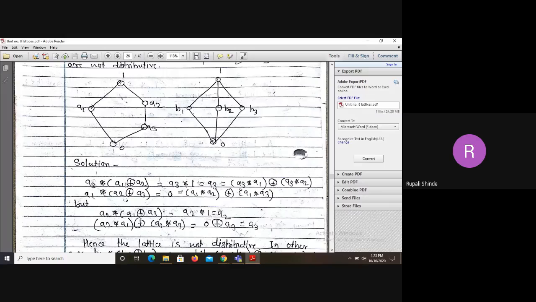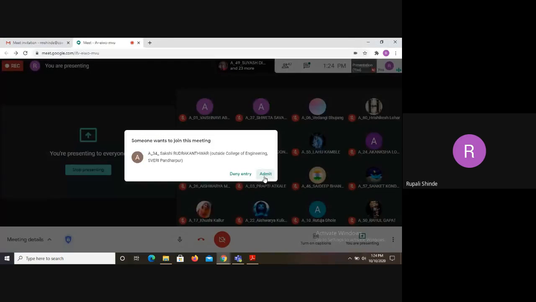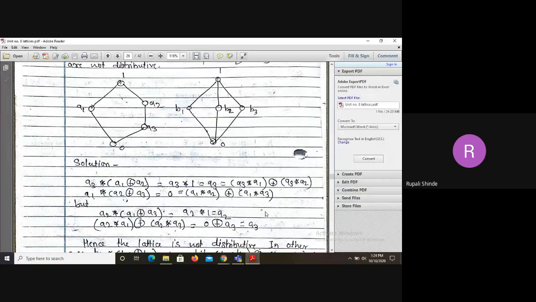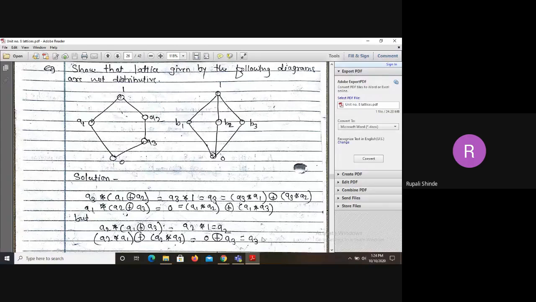So we can say that this diagram satisfies the distributive property for the sequences of elements A1, A2, A3 and A3, A1, A2. But this is not satisfying the distributive property for the sequence A2, A1, A3. That's why this is not a distributive lattice. In order to be a distributive lattice, it should satisfy the distributive property for any pair or any sequence of elements. But here one sequence is not giving us the proper result. That's why this is not a distributive lattice.